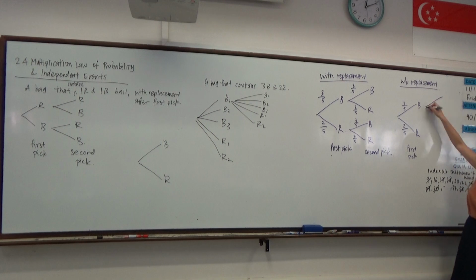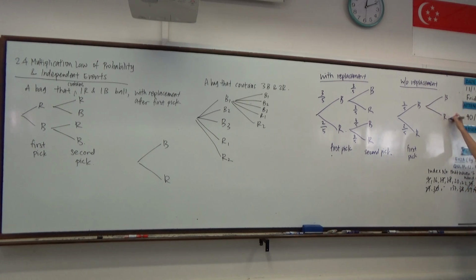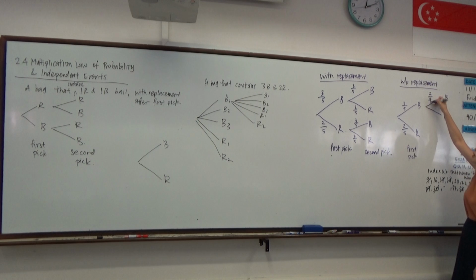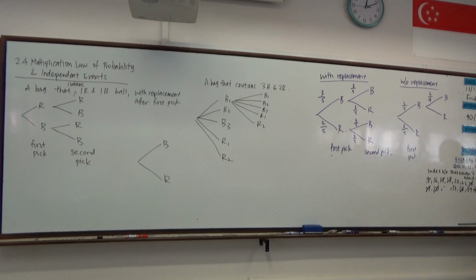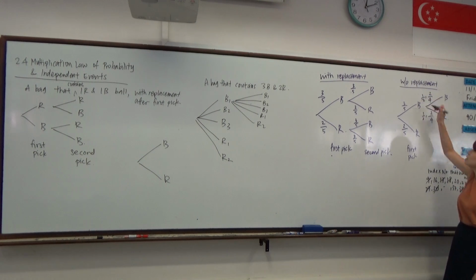But after I pick out 1 blue ball, how many blue balls will there be left inside the bag? It will be left with 2, right? Because I pick out 1, I will only have 3. So I will be left with 2 out of 4 balls left in the bag. So the probability changes to 2/4, and then the red one will also be 2/4. So that will actually be equal to half. So please simplify it.